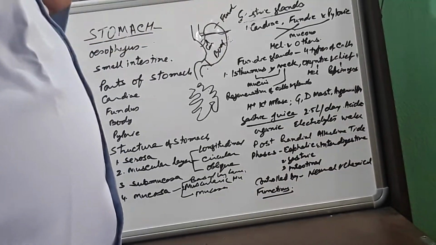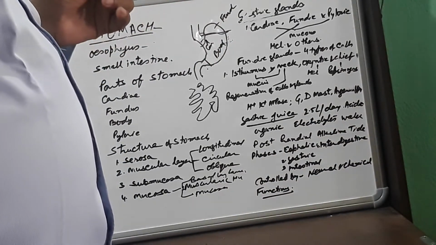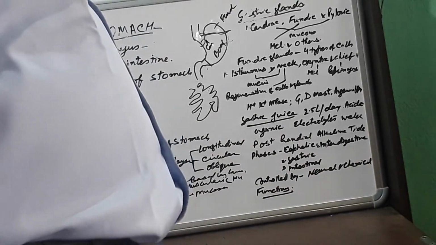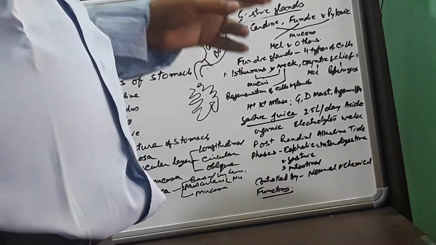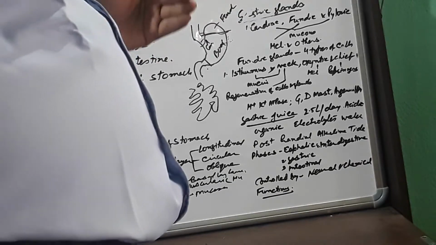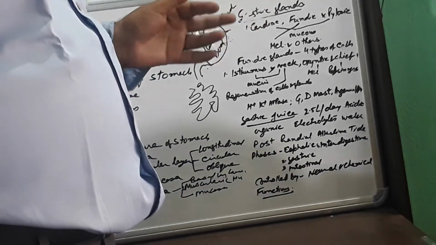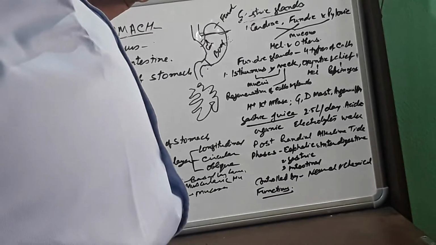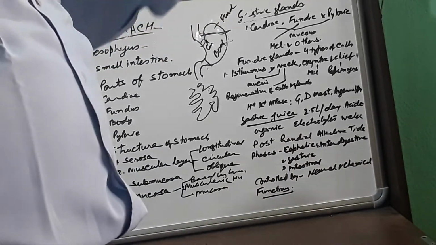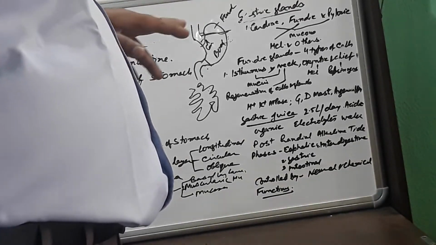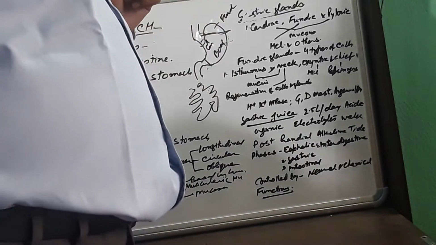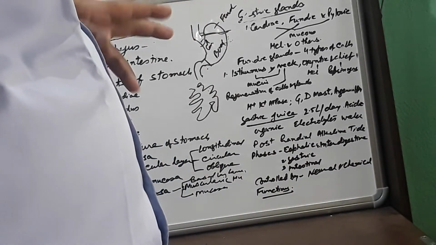Then other cells: G cells produce gastrin, D cells produce somatostatin, and enterochromaffin-like cells produce histamine. Somatostatin and others will block the secretion of hydrochloric acid. Prostaglandin also inhibits secretion of gastric HCl.